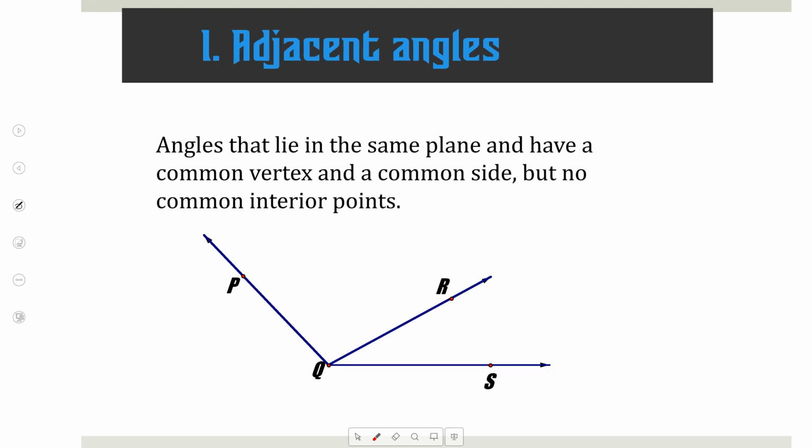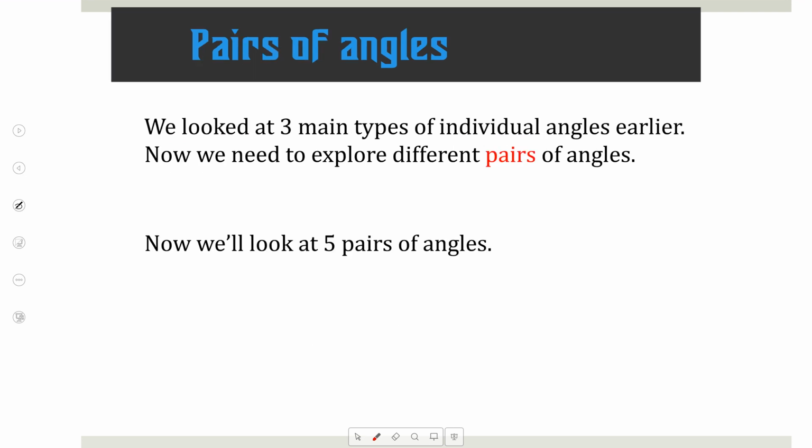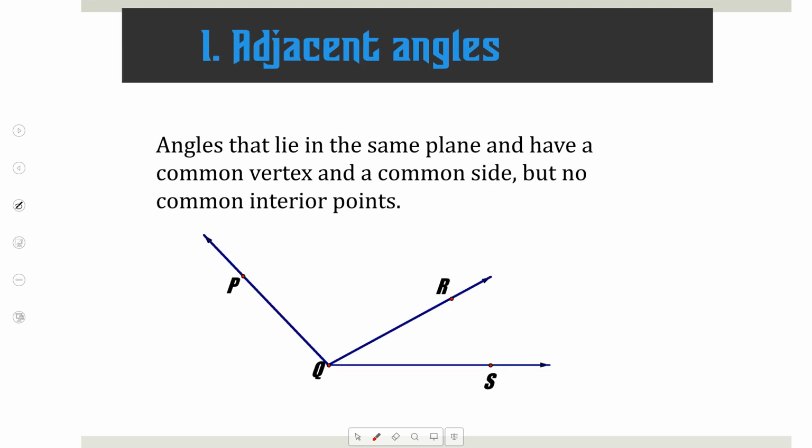There's the first one, adjacent. Ashley, what does it mean to be adjacent? Next to each other. Perfect, next to each other. So those 2 angles are adjacent. They're next to each other. It would be nice if it were that easy. It's a little bit more complicated. They share a common vertex and a common side. Notice it tells us nothing about the relationship. They're just next to each other.